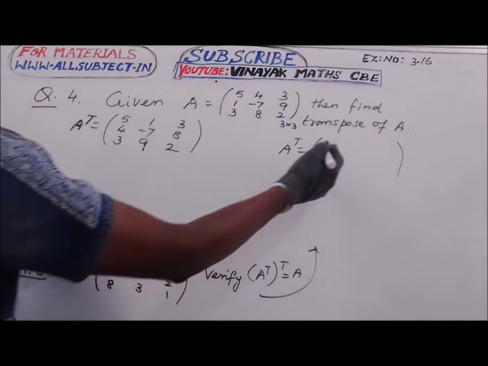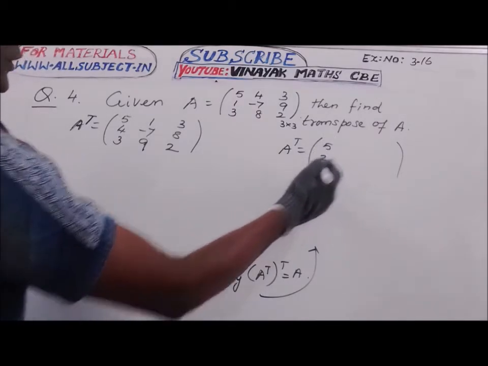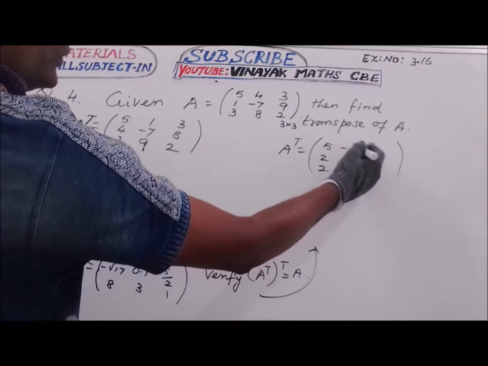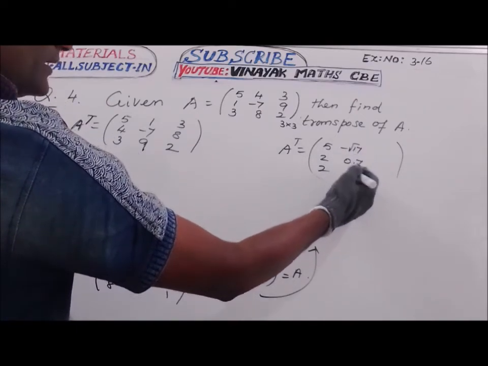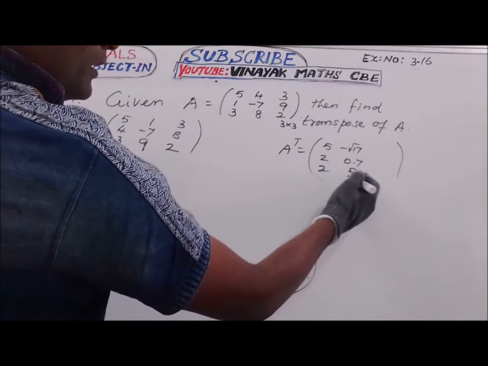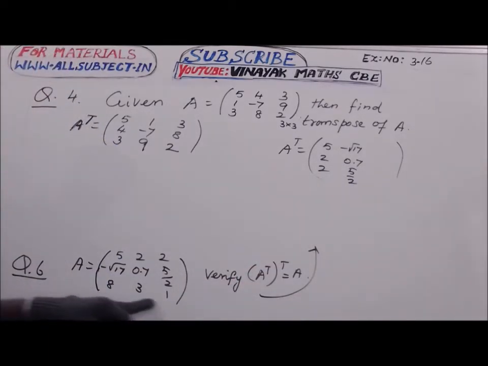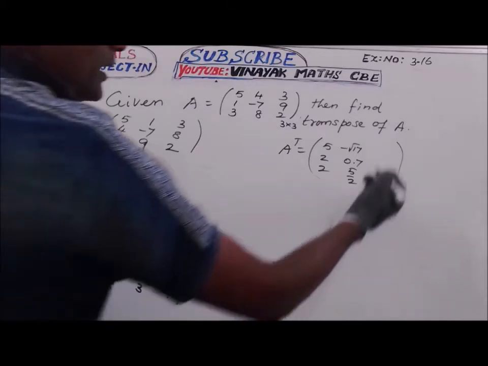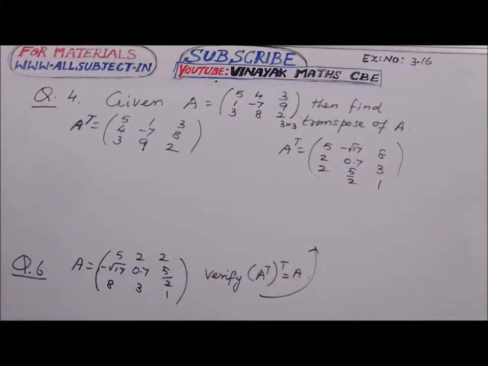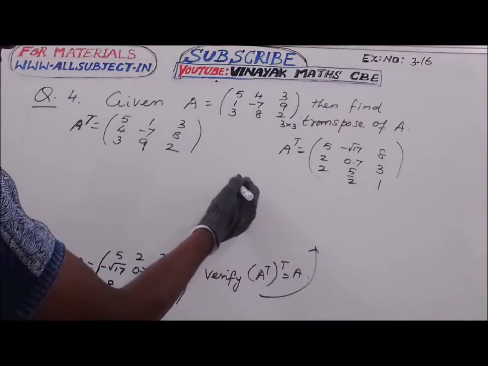The first row 5, 2, 2 becomes the first column 5, 2, 2, and the second row is rewritten as minus root 17, 0.73 in the second column, 5 by 2 in the second column, and interchanging the third row as the third column 8, 3, 1. This is known as A transpose of the given matrix. And we need to verify that A transpose whole transpose is equal to A.